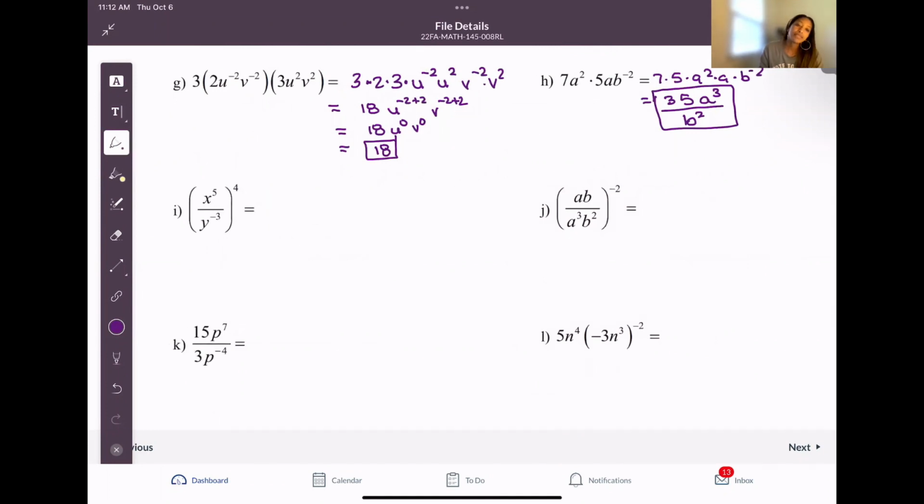For problem I, x to the 5th over x to the negative 3rd, all to the 4th power. X to the 5th to the 4th over, y to the negative 3rd to the 4th. That's x to the 20th power over y to the negative 12th, which is x to the 20th. We can move that y term up to the numerator, times y to the 12th power.